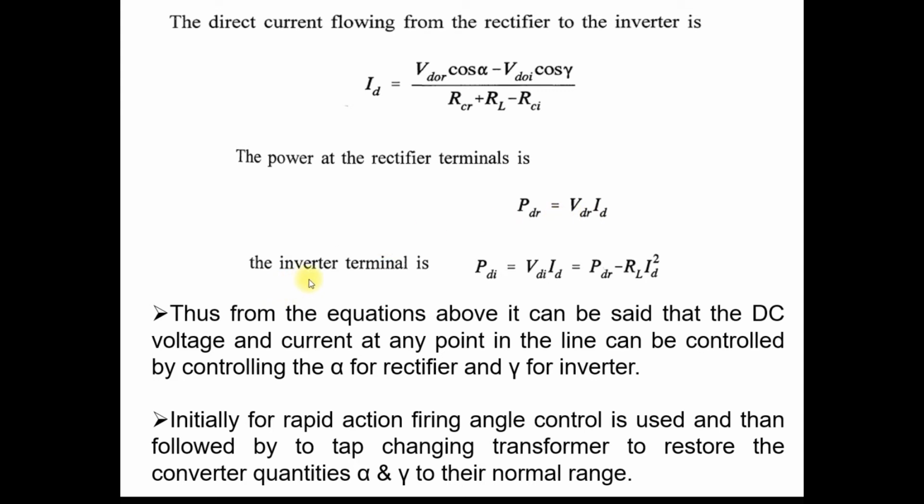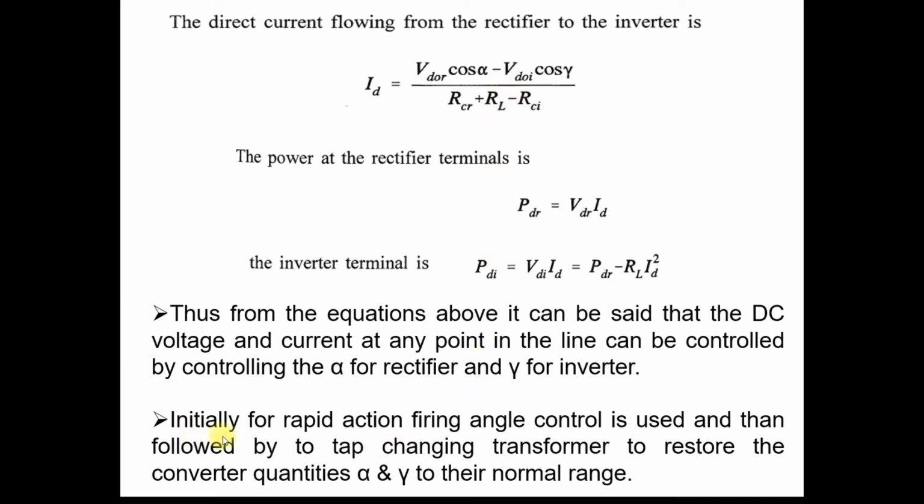So power at the inverter terminal is nothing but power at the rectifier terminal, PDR, minus I squared R loss that happens in the DC lines. Clear? So from these equations of ID, we can see that the DC voltage and current at any point in the line can be controlled by controlling the alpha in the rectifier case and gamma for the inverters. So when we want to control the voltage and current at any point of the line, we provide the rapid action control by using the firing angle control.